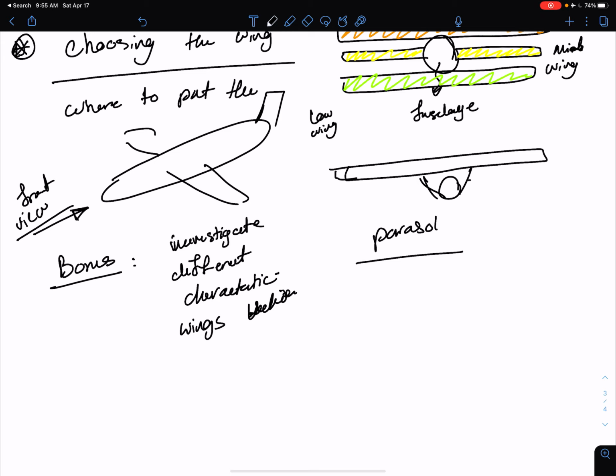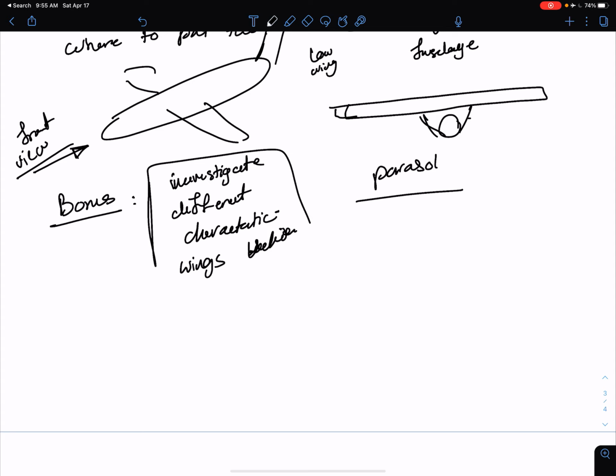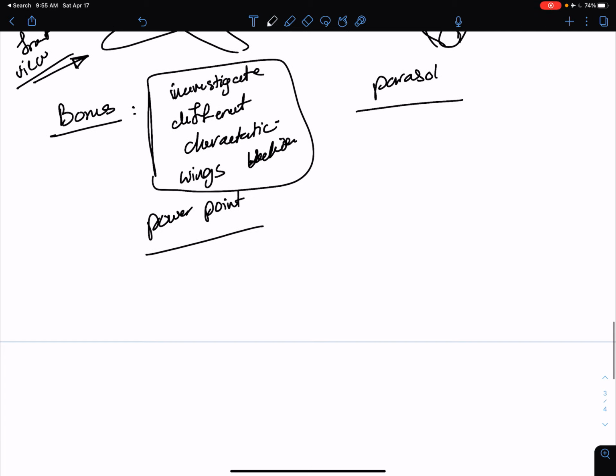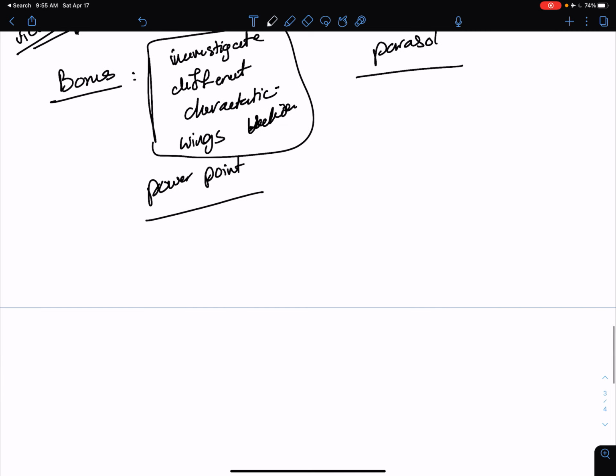So if you submit a presentation, a 4 or 5 page presentation to me, it doesn't have to be recorded or anything, just submit a PowerPoint on these types of wings and where they are used, what type of design they can handle, all of those things, you will get a bonus point if you submit this, and there's no deadline to this bonus point. You can submit them anytime you want.